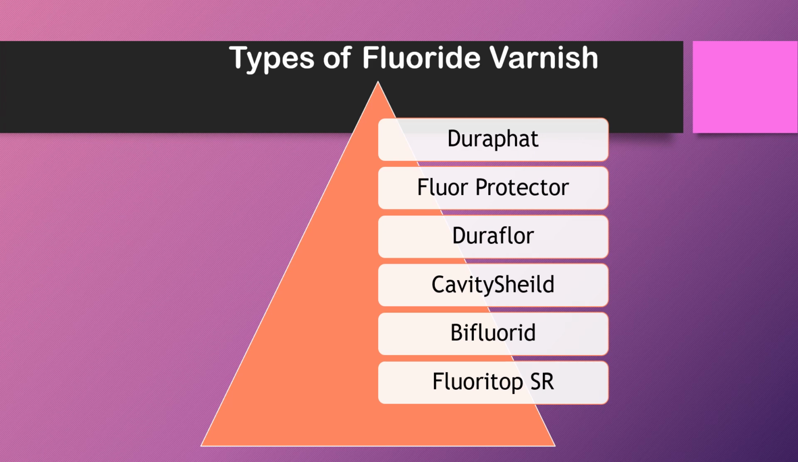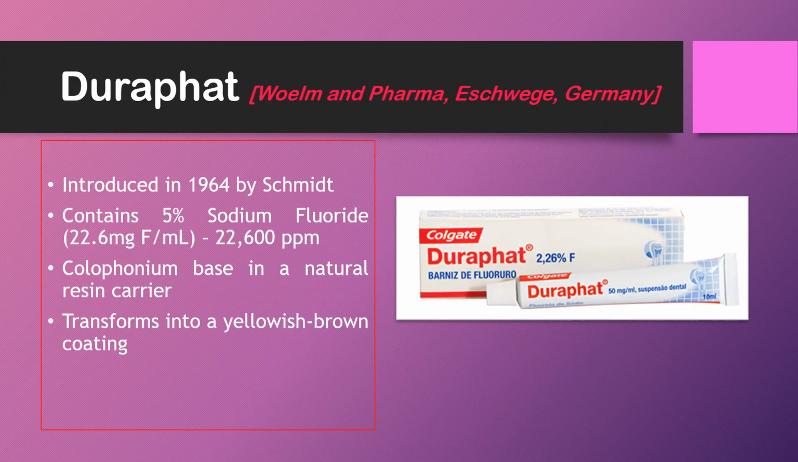Moving on to the types of fluoride varnish. It includes Duraflat, Fluor Protector, Durafluor, Cavity Shield, Bifluorid and Fluoritop SR. The first varnish is Duraflat, which was introduced in 1964 by Schmidt. It contains 5% sodium fluoride, so that is 22,600 ppm. This is a colophonium base in a natural resin. Once the fluoride varnish is applied onto the tooth, the tooth color is going to change into a yellowish brown.